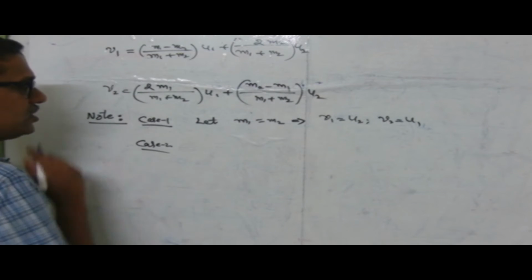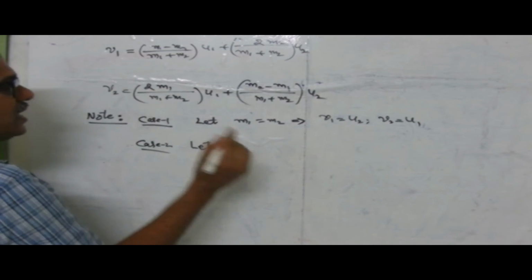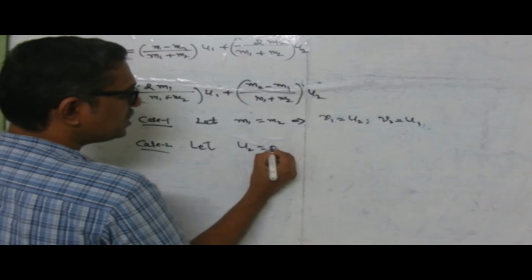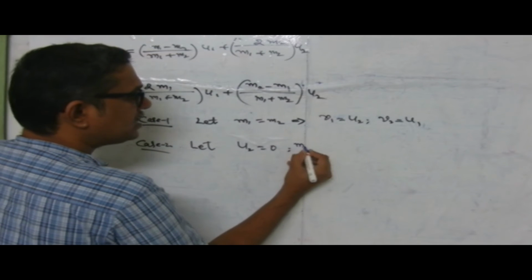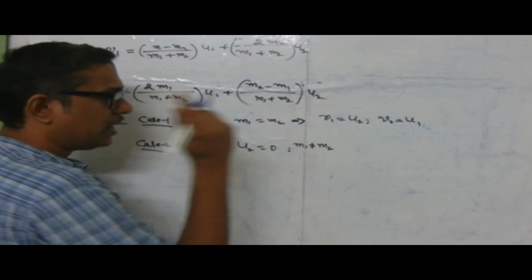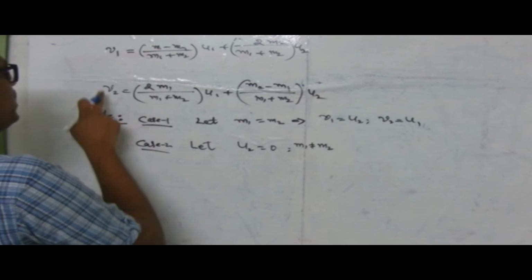Case 2. Now in this particular case, let us consider that the second object is at rest, u2 is equal to 0. And masses m1 is not equal to m2. Masses are not equal. Under that condition, what do we write down here?